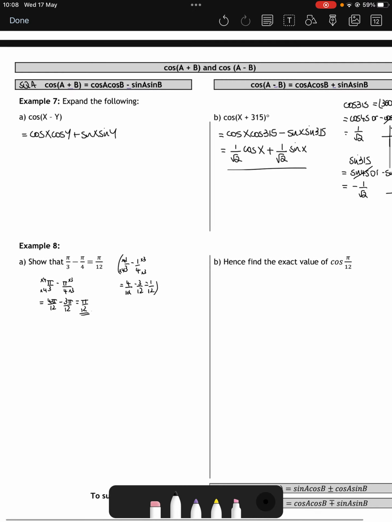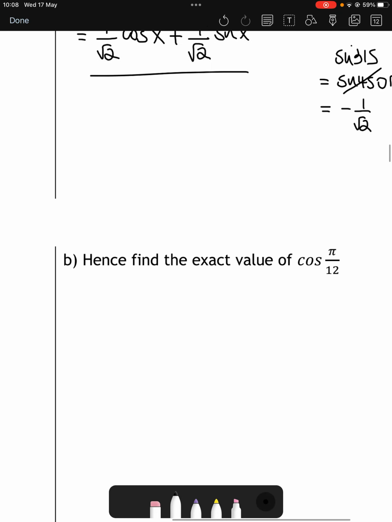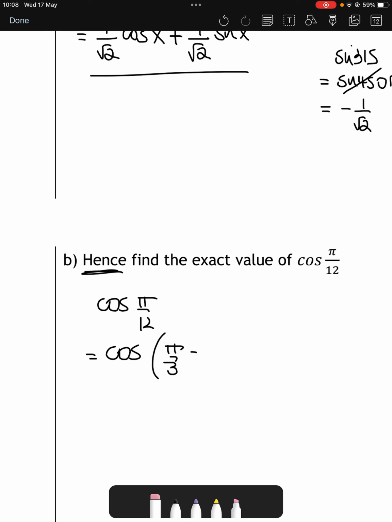So then it says, hence, find the exact value of that. Now, hence comes up all the time in higher. What does hence mean? Hence means use what you've just done. So why have they made us do this? Because they're saying that pi over 12 is the same as pi over 3 minus pi over 4. So let's think, right. So cos pi over 12, using the word hence, really important. They're saying that is the same. We've just proved it. It's pi over 3 minus pi over 4.